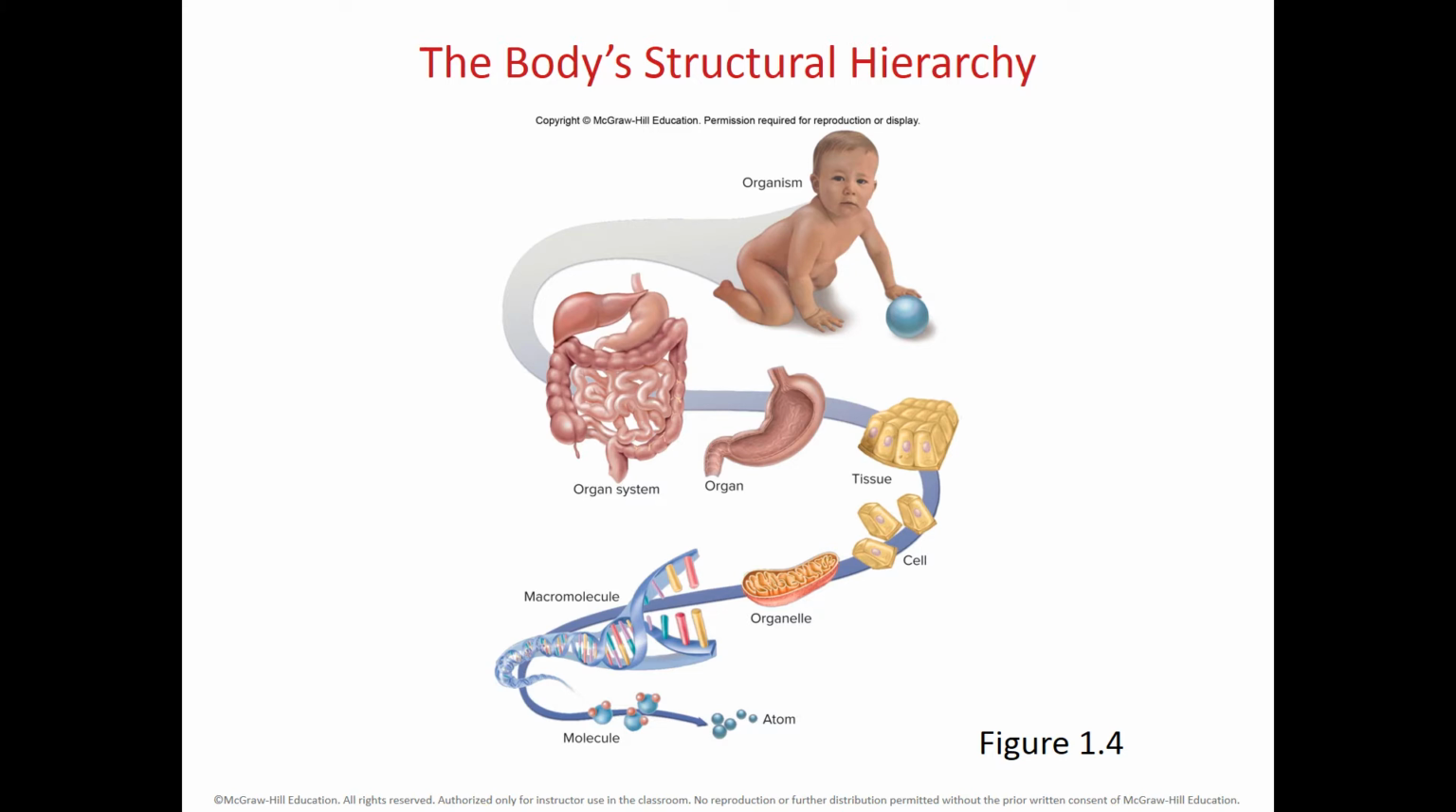So in this figure, you can see the body structural hierarchy, starting from atoms that form molecules, the molecules that form macromolecules, macromolecules that form organelles, the organelles that are found within the cells that organize and form tissues, and several tissues will form an organ, and several organs connect either physically or chemically or both, and they form an organ system. And then together, all 11 organ systems that we have in our body will form an individual or an organism.